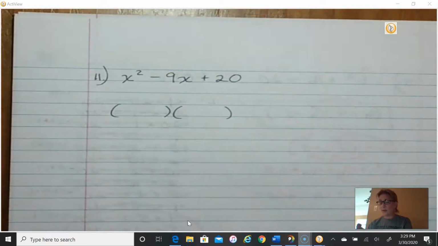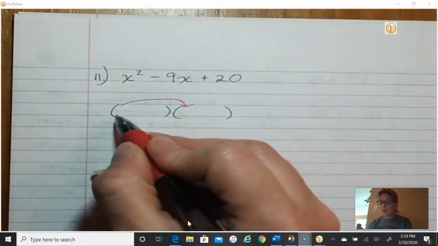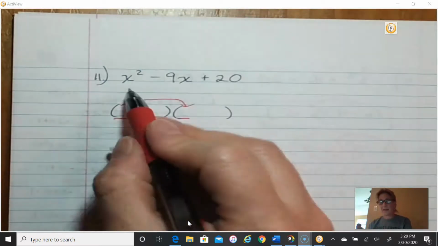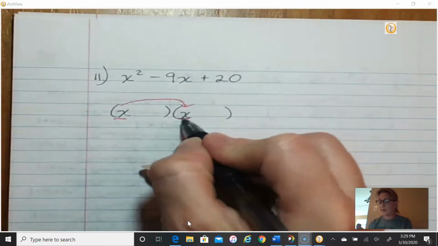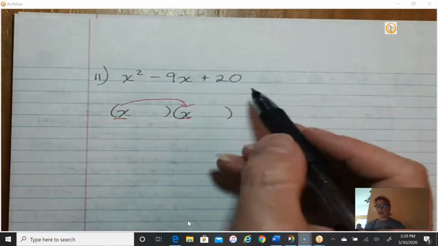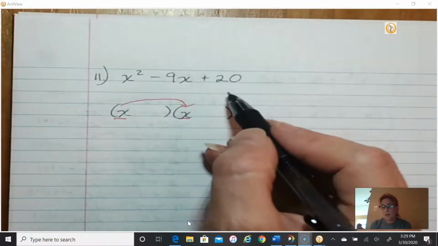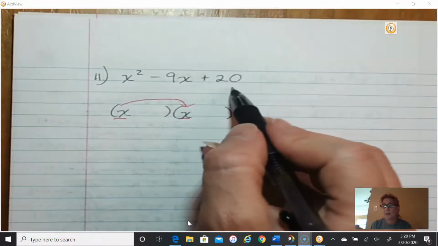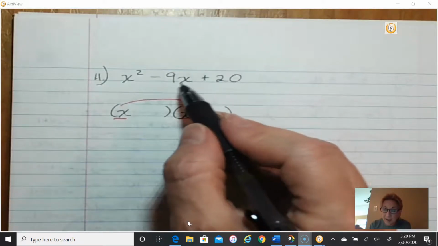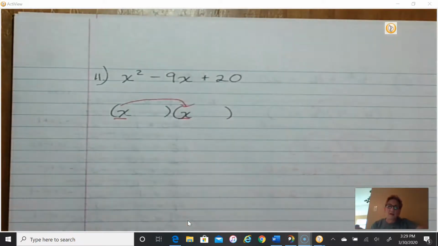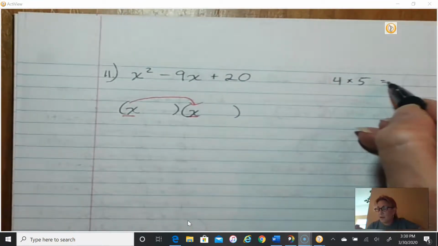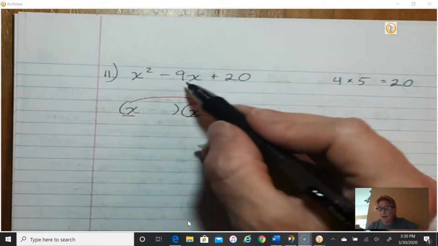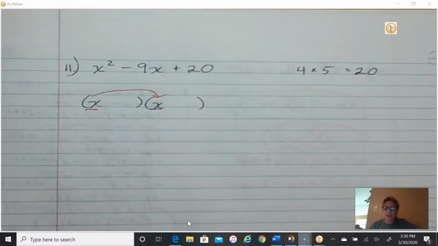And our first term, this times this is going to give us x squared. So what times what gives us x squared? Yep, x. Okay, so the first one's easy. Now we got to figure out this last one. Two numbers that when multiplied give me 20, but when added give me negative 9. So right there, can we even do like 4 times 5? That'll give me 20, but if I add them, I'm not going to get a negative. So you really should by now start concentrating on, well, I need to get in the negative numbers.